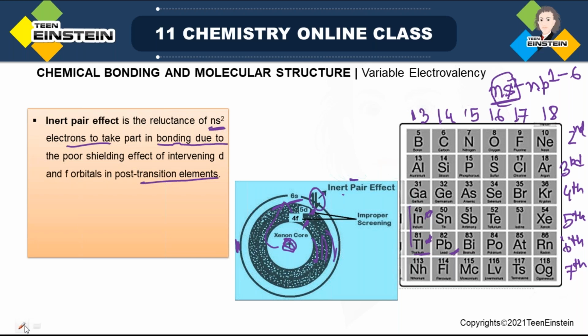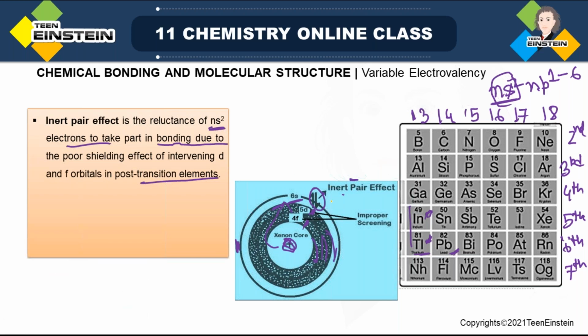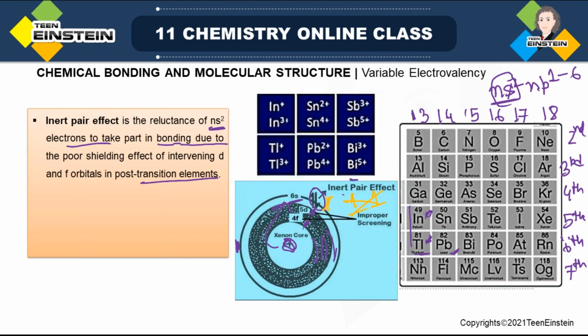And when I say you cannot break this pair very easily, what I'm trying to say is that you cannot easily get individual unpaired electrons like this. So it will remain in the paired condition. And the reason is the poor screening of the intervening 5d and 4f electrons.